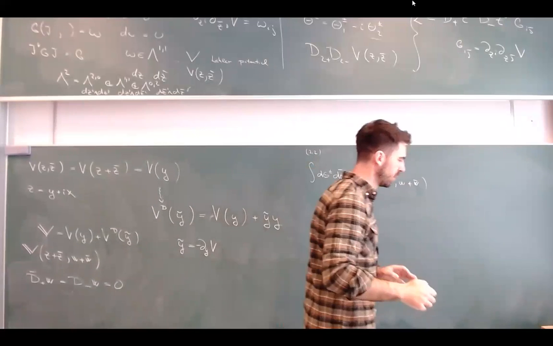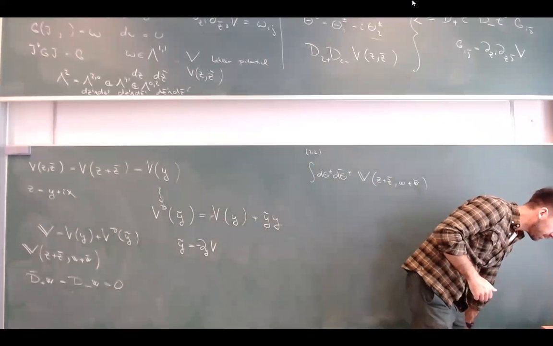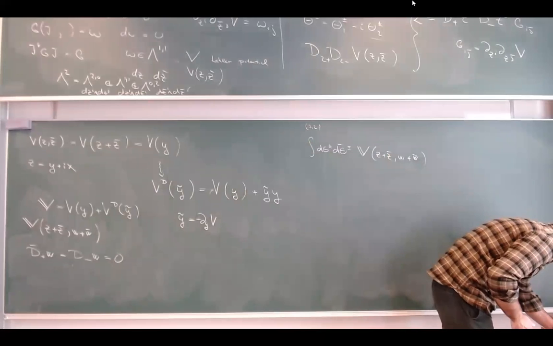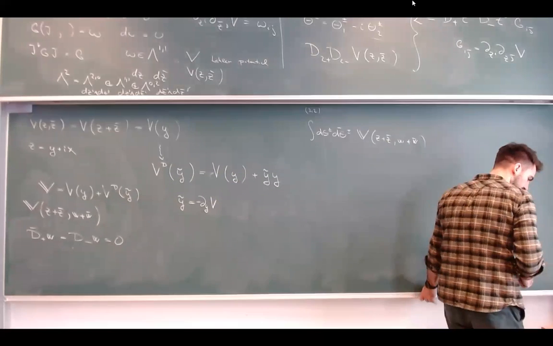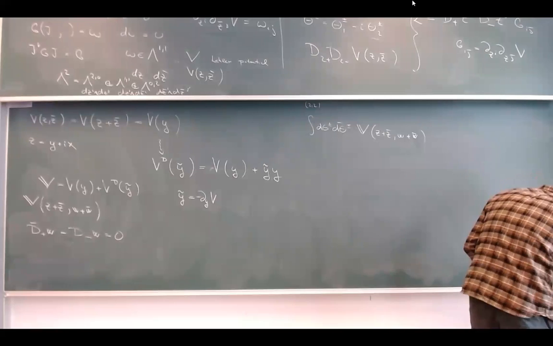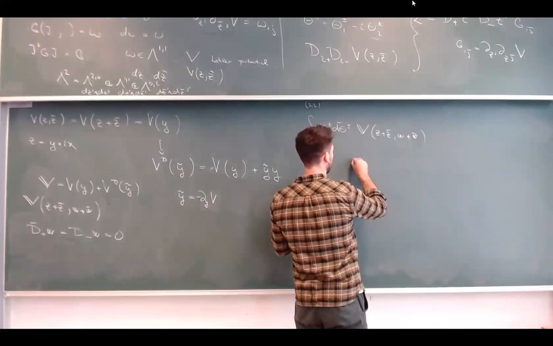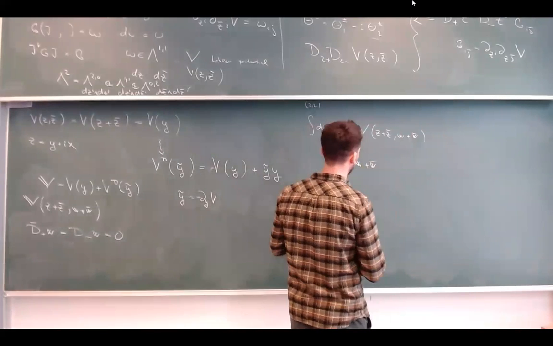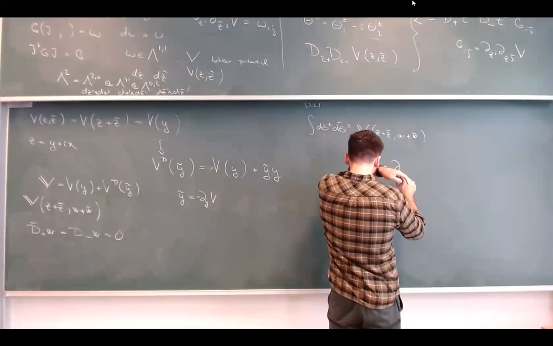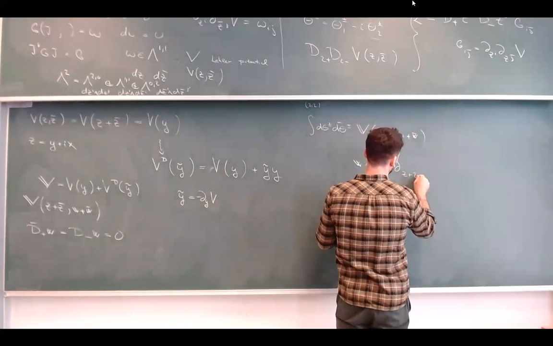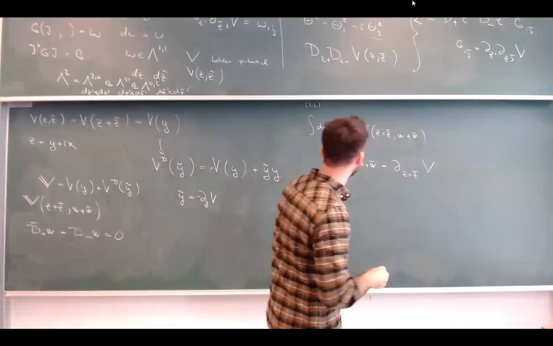But that's not enough, right? That's just a Lagrangian, but I need to support it with the constraints, and the constraints turn out to be the following. So that's the non-doubled part of the potential.